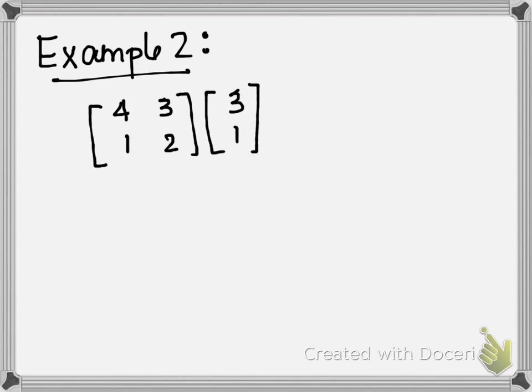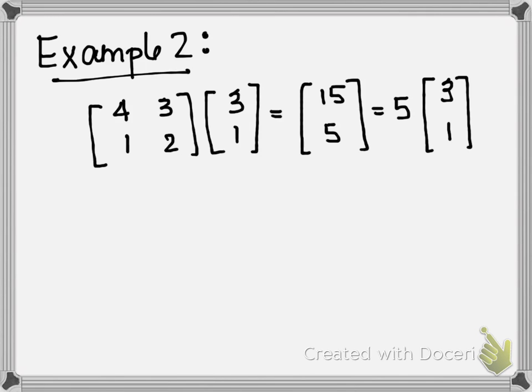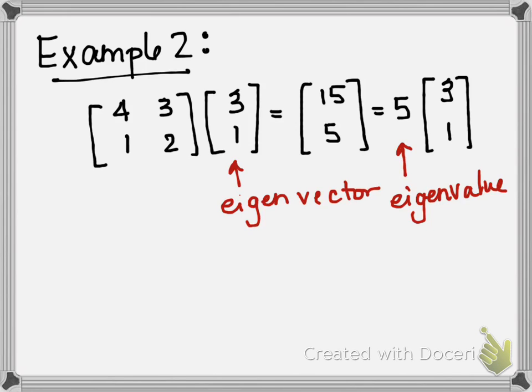Example 2, here we have two matrices, 4, 3, 1, 2, and 3, 1. So let's compute 4, 3, 1, 2 times 3, 1, and we get 15, 5. And if you notice, 15, 5 is actually 5 times 3, 1. So we would say 3, 1 is an eigenvector, and it has eigenvalue 5.